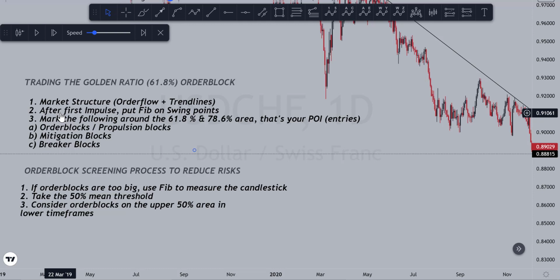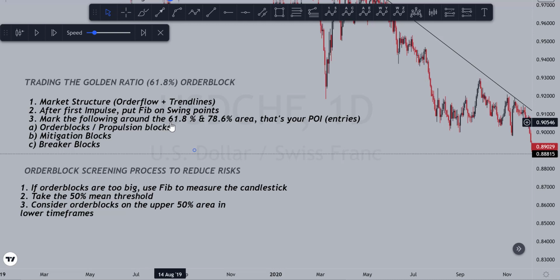Then after you identify your first impulse move, you would want to identify swing points. If you are in an uptrend, you would want to identify your swing high and your swing low. Then from the swing points, I want you to anchor your Fibonacci on them. You're going to mark the highest point and the lowest point, including the wicks. Then pull your Fibonacci to those two particular points.